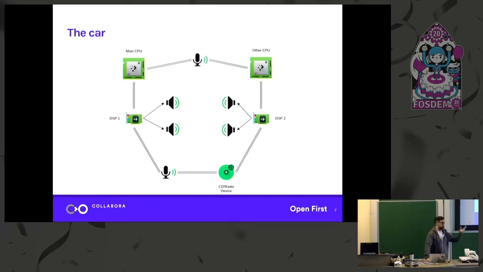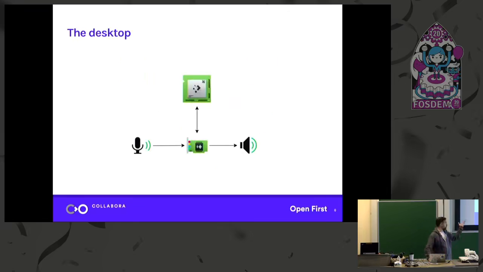There might be multiple DSPs actually, one for the front speakers, one for the rear seat speakers. There are some cars that have even speakers on your headrest. There are also microphone arrays on your seat belt or on the roof, on the doors, on the side, everywhere basically. And this becomes a very complex network that you no longer manage in the way that you manage the desktop.